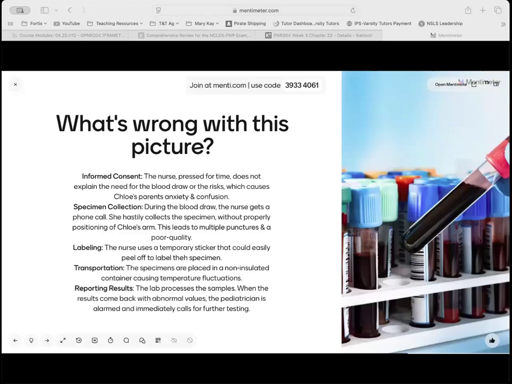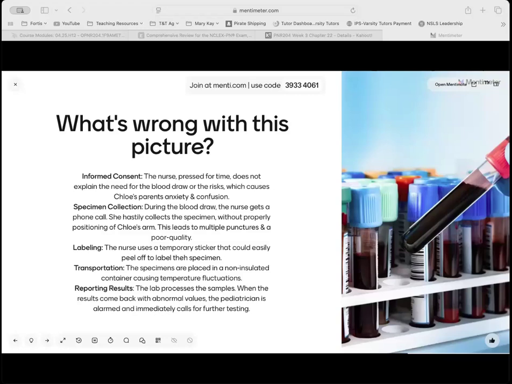Also, we've caused added injury to Chloe because we didn't position her arm correctly. So she's probably going to end up with a big old nasty bruise. She might have some pain as a result of that. Do you think she's going to be very receptive to us redrawing these labs? No, she's not going to let us in the room. Guarantee. That poor girl.